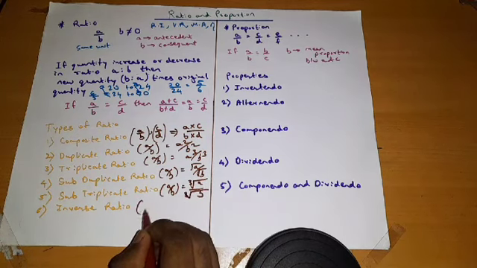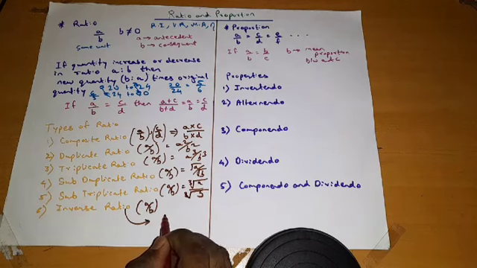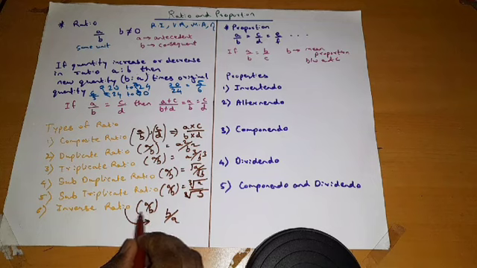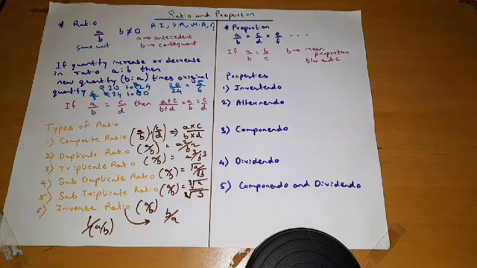And if we have ratio A by B, then what is inverse ratio? Inverse ratio is B by A. Inverse ratio means reciprocal. If the ratio is A by B, its reciprocal is 1 upon A by B, which is equal to B by A. Simple. We have covered some concepts related to ratios.